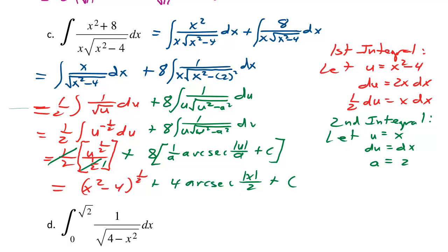Right. So I may have lost you where I got that 4. The 1 over a is 1 over 2. 8 times 1 over 2 is 4. So that's how I got that.